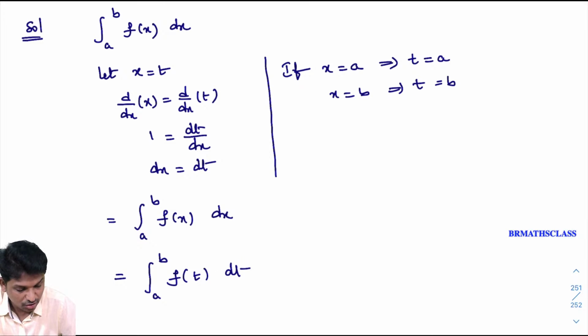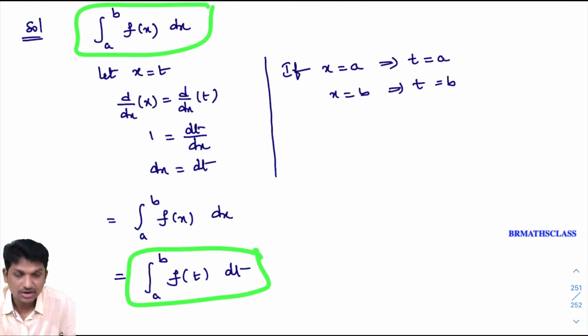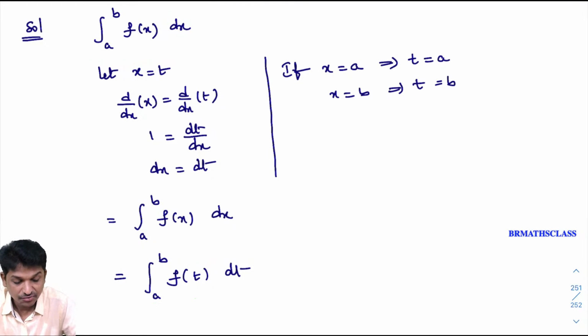So you look here, we got this property: integral of a to b f of x dx equals integral of a to b f of t dt. A very useful result in the coming results.